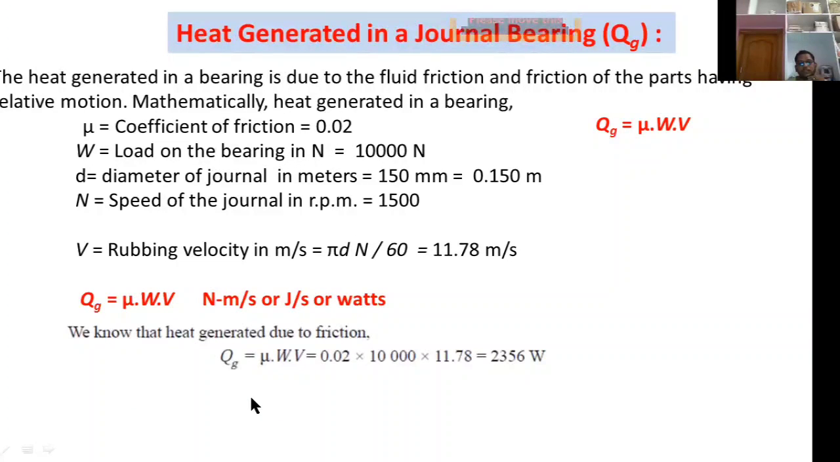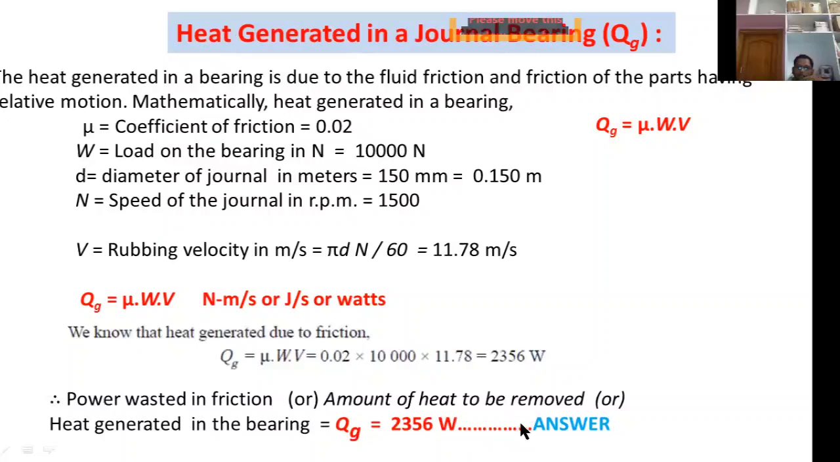We got the final answer for amount of heat generated or amount of heat wasted, amount of power wasted. Amount of power wasted equal to QG equal to mu WV equal to 0.02 into 10,000 into 11.78 equal to 2356 watts. This is our required final answer. Now second problem also completed.